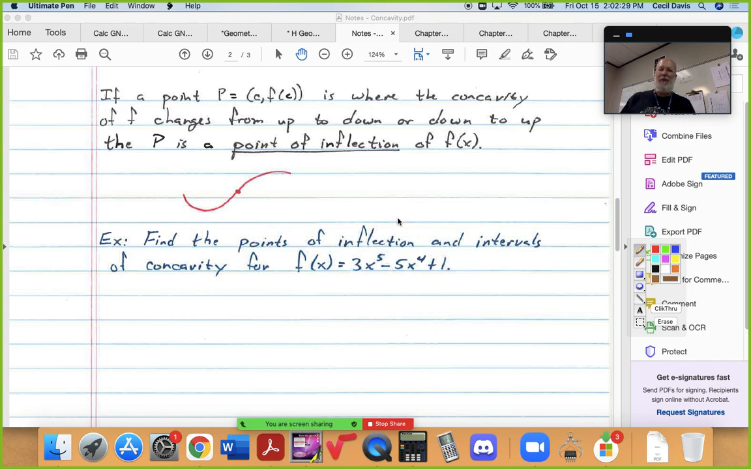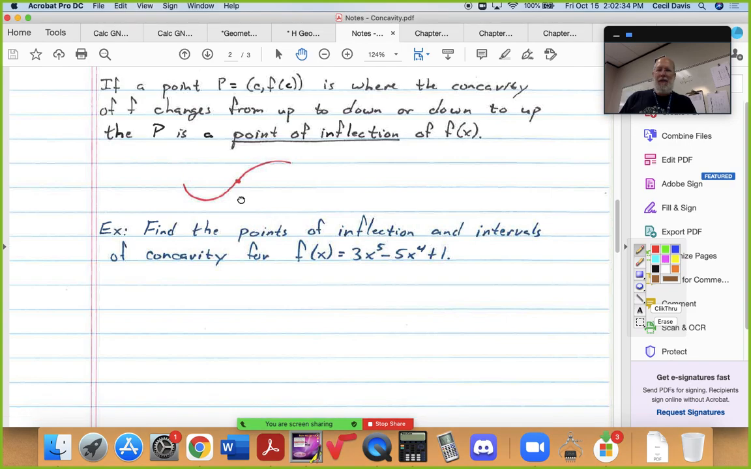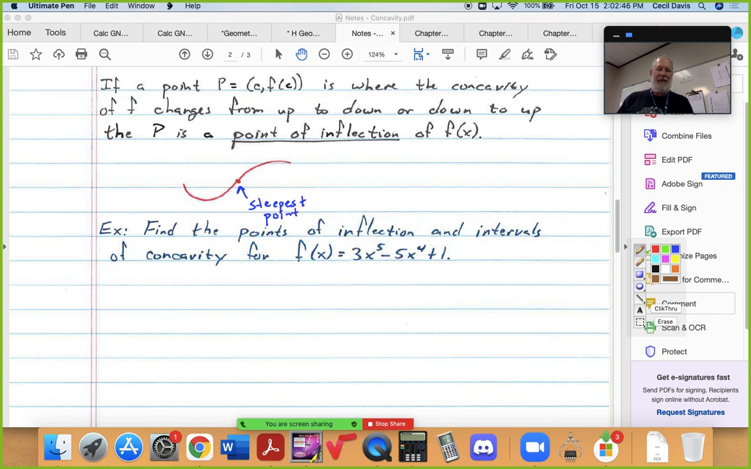The other thing that happens is this is going to be the steepest point. And that really doesn't make sense. Steepest point, what do you mean? Points aren't steep, but you get what I'm saying. The point where the tangent line is greatest, or if it's going the other way, the least, is where your point of inflection happens.